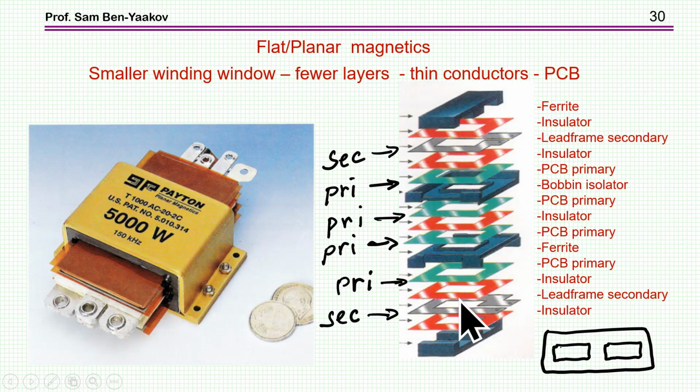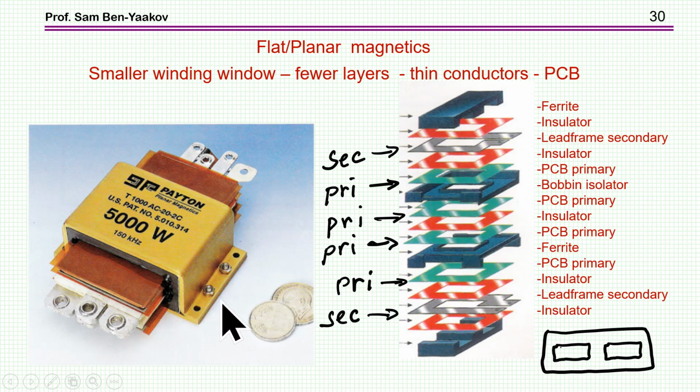Another way to go is to use flat or planar magnetics, in which the geometry of the ferrite is a bit different. In this case, the window for winding is relatively small, while the cross-section area of the ferrite is much larger. So you are trading, you might say, ferrite or core area for winding area. So you have a smaller area for the winding. The height is lower. So this is very compatible with the requirement of low proximity losses. Okay, you have fewer layers, and of course you can make them thin.